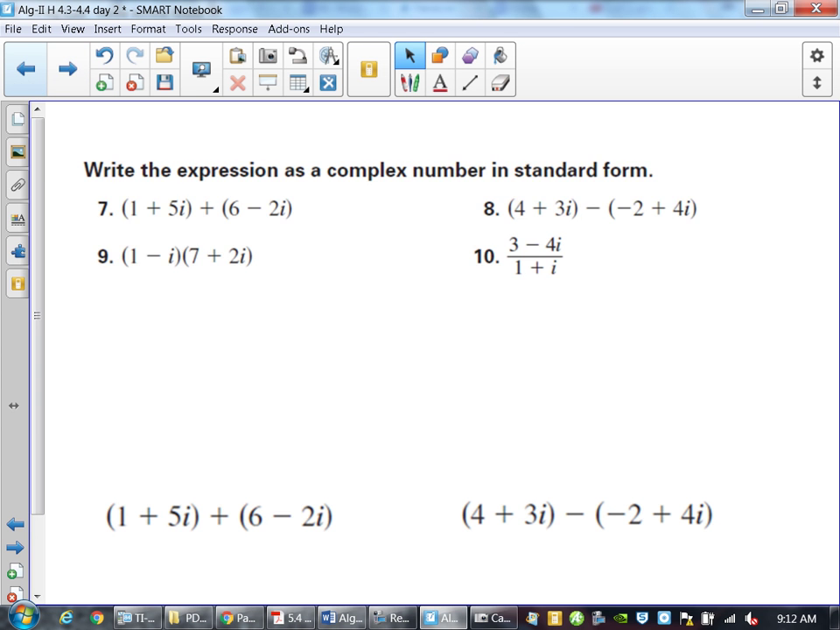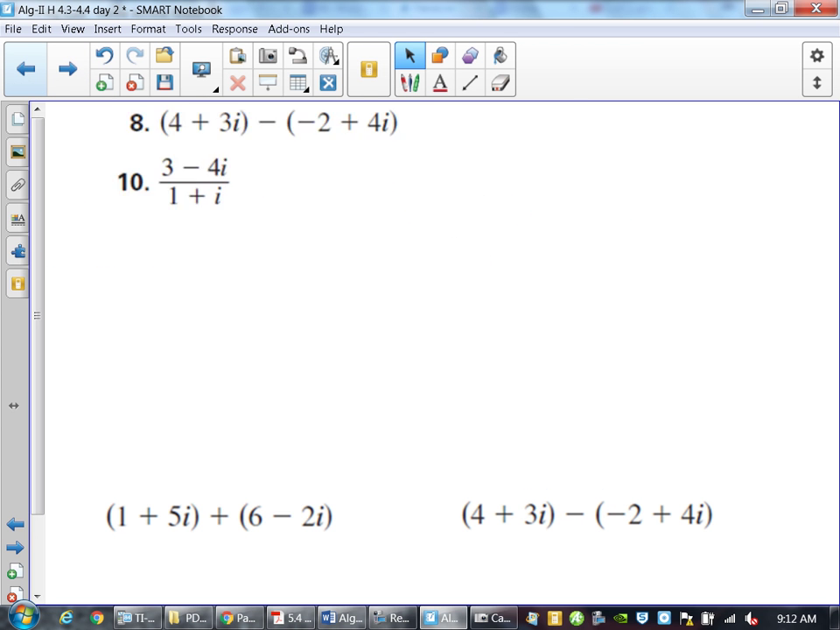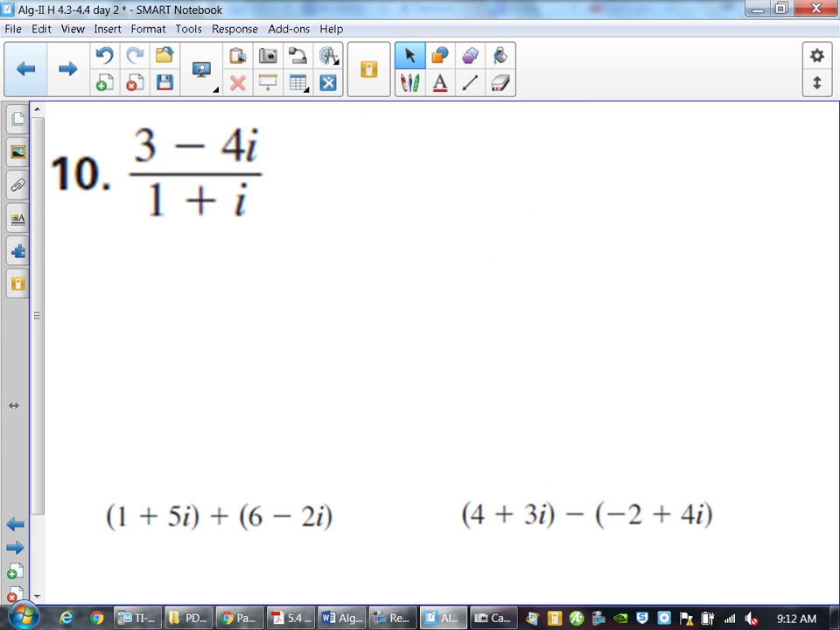So, let's see. I want to do another one of those. What am I going to multiply top and bottom by? 1 minus i. Remember, it's always the same values with the different signs. You're creating a difference of squares. So I have 3 minus 4i over 1 plus i. I got to multiply top and bottom then by 1 minus i. Very good.